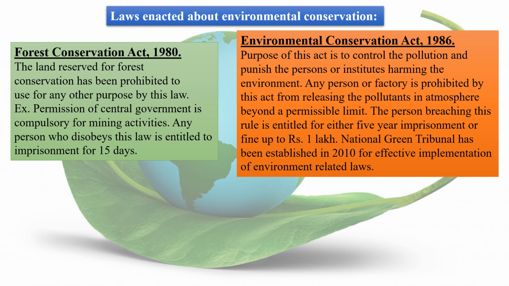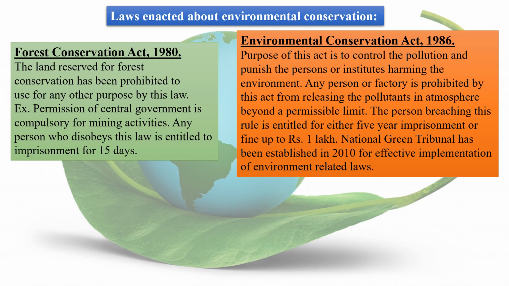There is another law, that is the Environmental Conservation Act, that was in 1986. The purpose of this act is to control the pollution and punish the person or institutes harming the environment. So remember, ऐसा नहीं है कि सिर्फ कुछ लोग ही हैं. There are certain companies and industries which are actually harming the environment. Okay, so this law was made for such people, such institutes जो environment को harm कर रहे हैं.